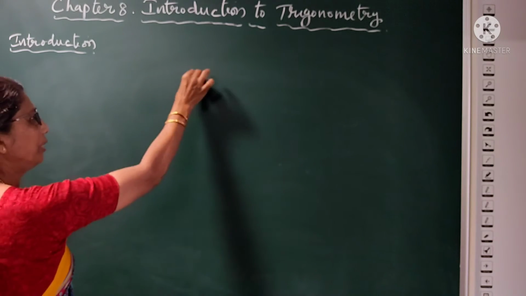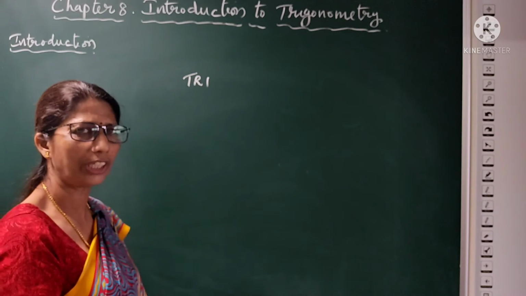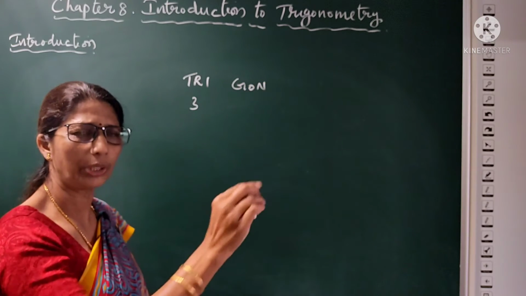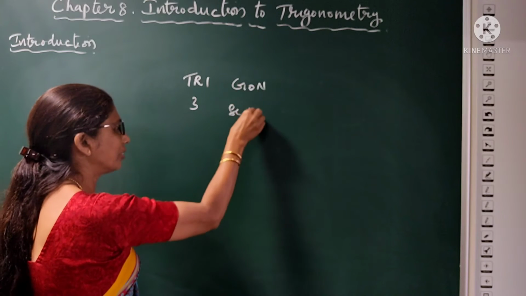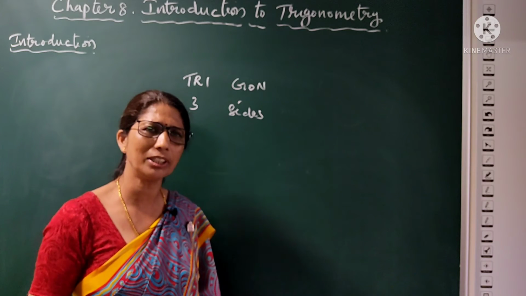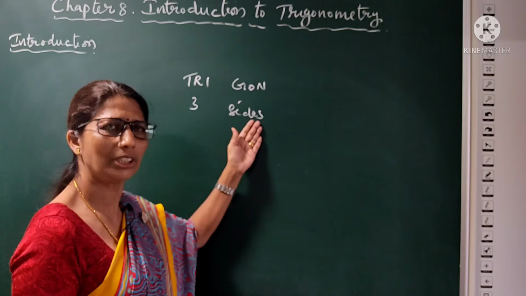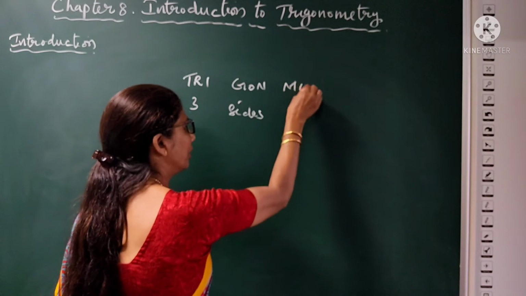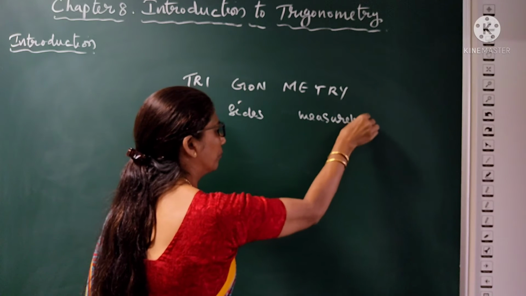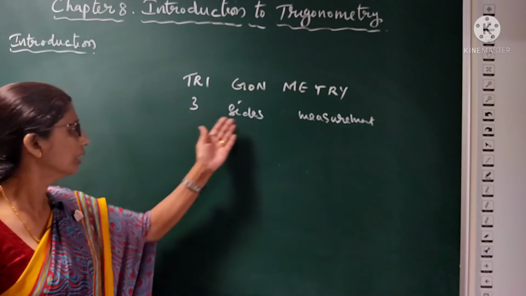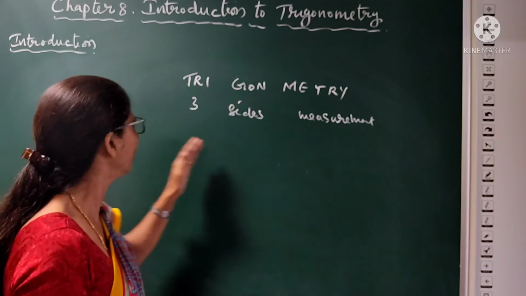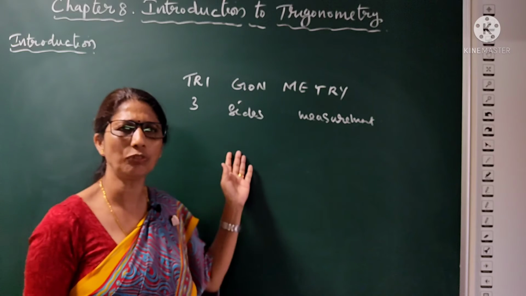Introduction to trigonometry. Trigonometry means TRI. What is the meaning of tri? Three. Okay, gon, we separated, that means sides. Which polygon do you get with 3 sides? That is a triangle. Metry means measurement. That means with the 3 sides we have to find the measurement. That we are calling trigonometry. This is the meaning of trigonometry.